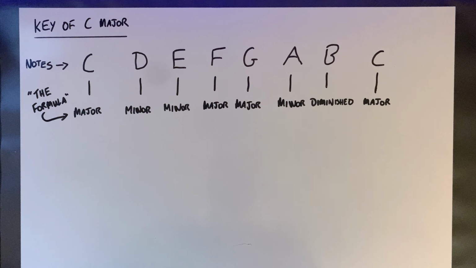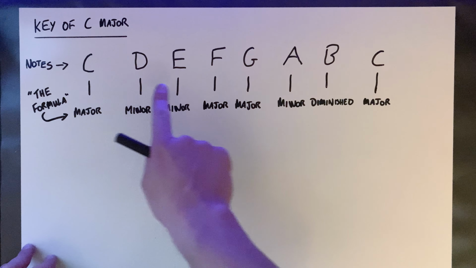This video relates to our other video where we talked about the formula that we use to build the chords in a key. But now we're going to go one step further and explain with a bit of music theory why. So let's get to the whiteboard. So again we're going to be working in the key of C major.